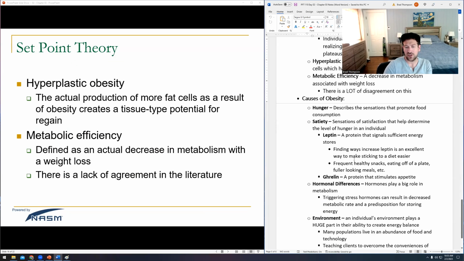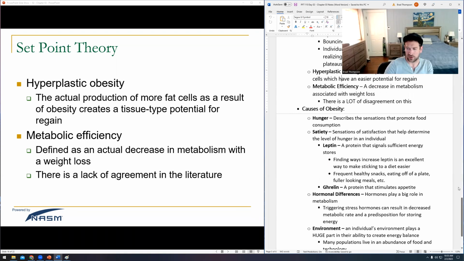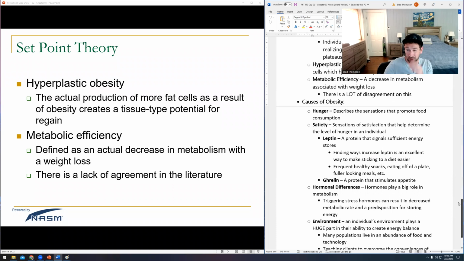And then metabolic efficiency, as you see a decrease in metabolism, your body is starved, so it sort of dials back how quickly your metabolism runs. Again, this is the one that I don't really like. I think that shows a pretty poor understanding of how metabolism operates. There's a lot of disagreement on that. Not everybody thinks we do.